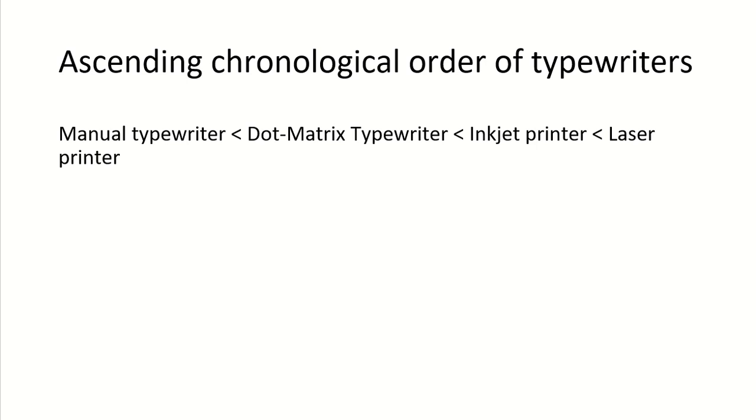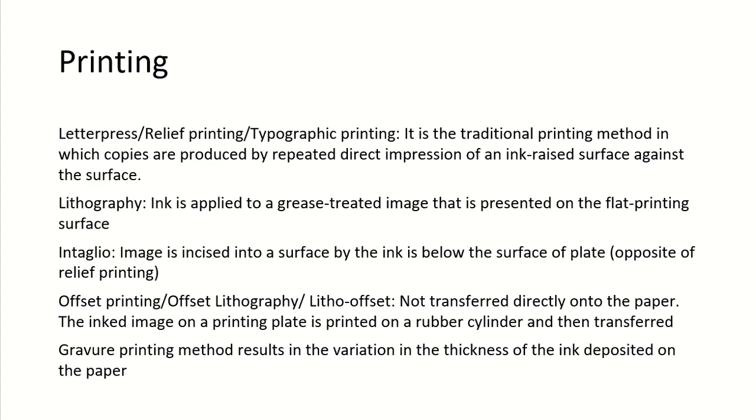Ascending chronological order of typewriters. These are manual, dot matrix, inkjet and laser. The various types of printing. First one is letterpress, relief printing or typographic printing. It is the traditional printing method in which repeated direct impression of an ink raised surface towards another surface is done.